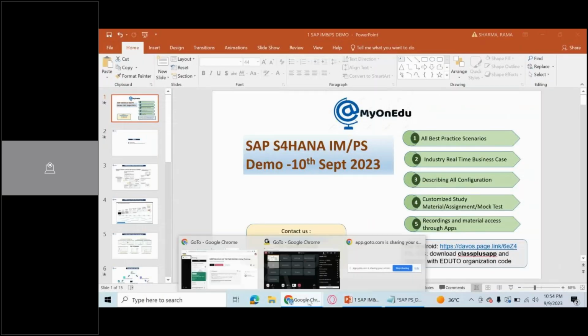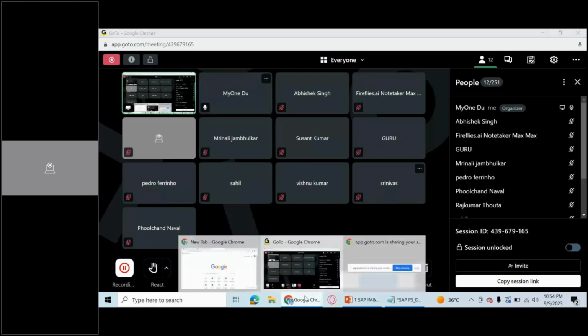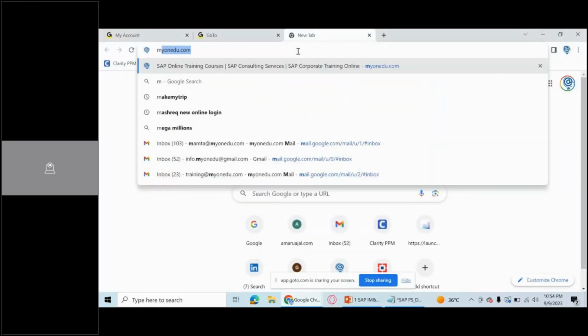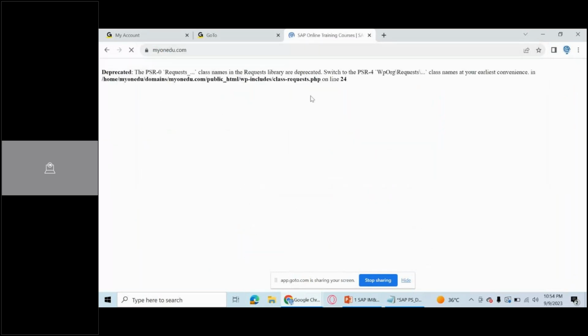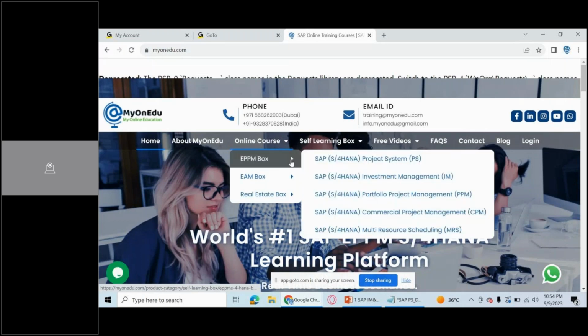Let me show you exactly how we are going to see the syllabus, and how you can navigate to our system. Here to see the syllabus, this is our website myvandu.com. You come here, online course, EPPM box. Here you can see the syllabus.